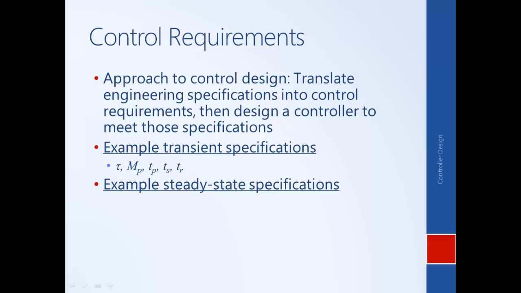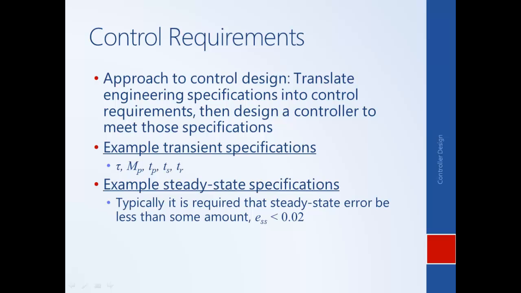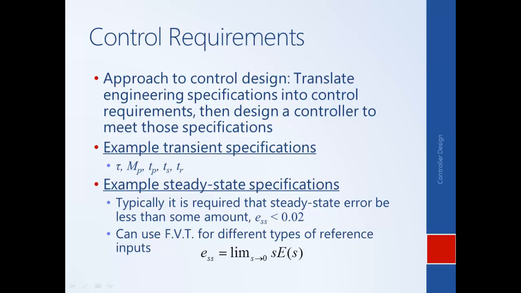Control systems often also have requirements on their steady state performance. For example, that the steady state error must be less than some amount for a particular type of input, a step input, a ramp input, or something more general. In order to test against this specification, we can apply the final value theorem for different types of reference inputs. And here is a reiteration of the final value theorem, in particular for error.